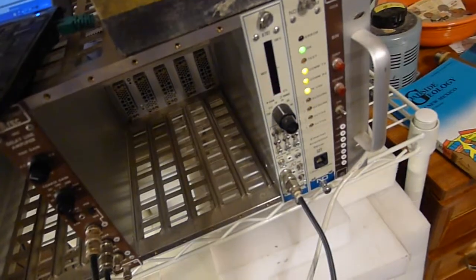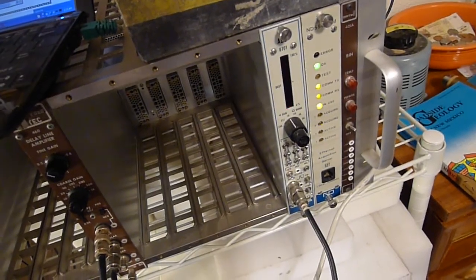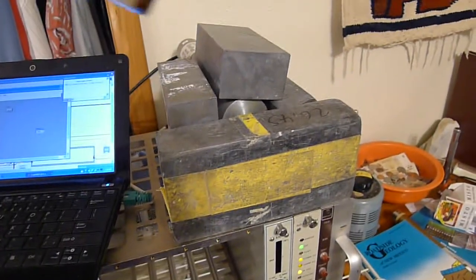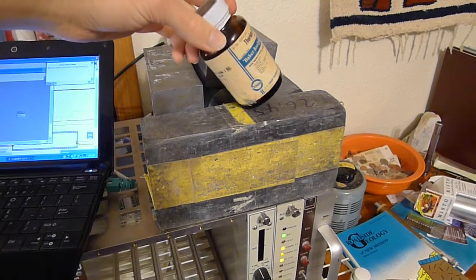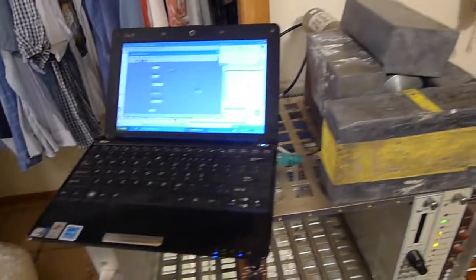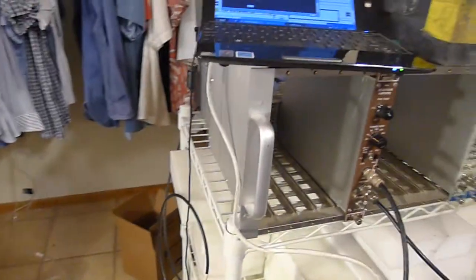Kind of overloads the detector. You see a dead time meter swing up there. That's a bit much for this scheme.